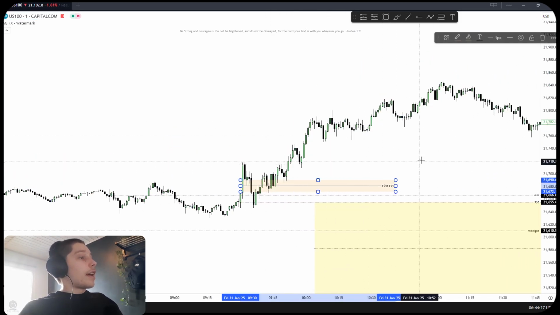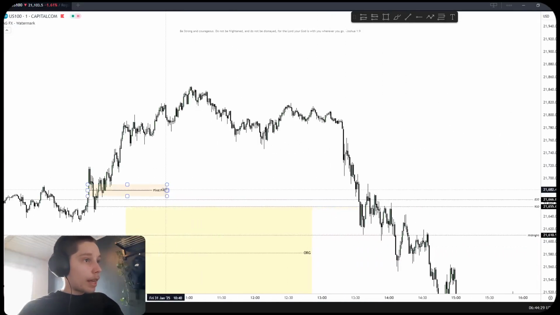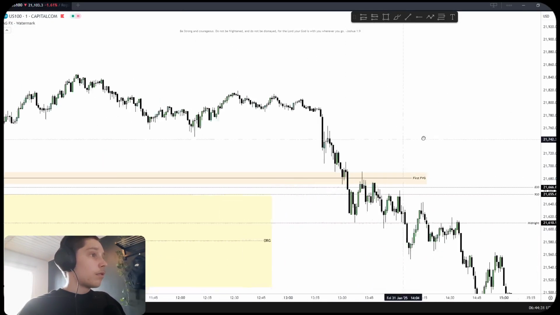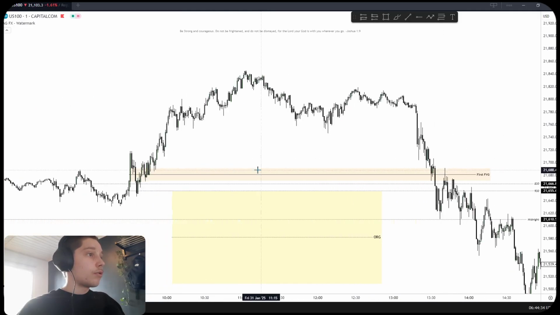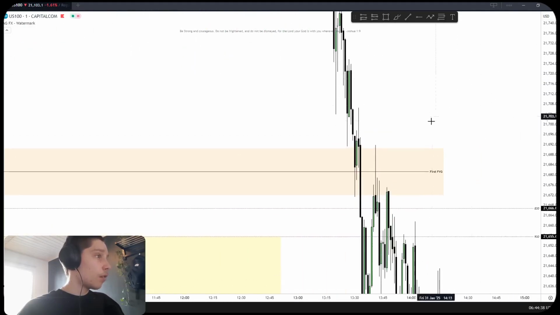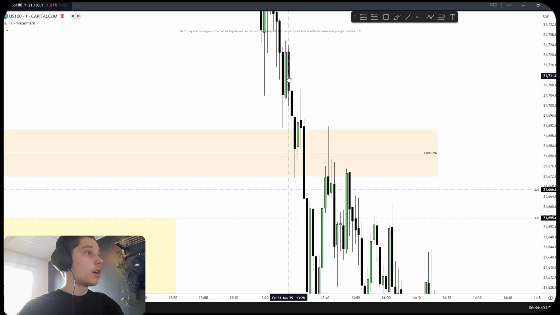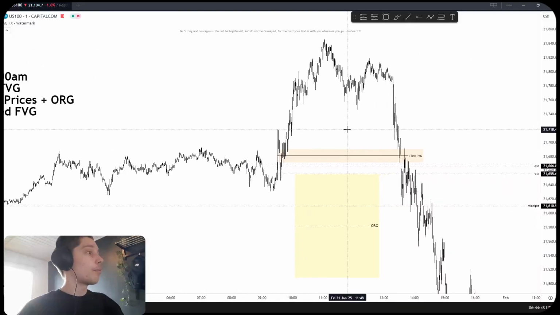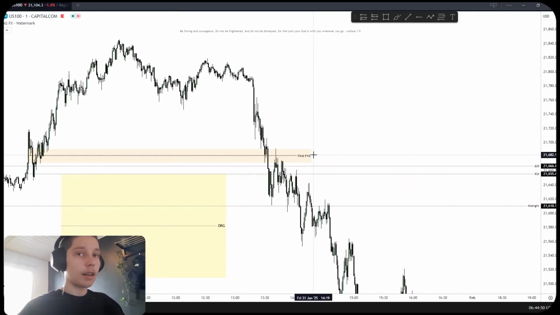But I like to mark that out because that is often a significant fair value gap that we use and refer back to. You can see how we trade in it here, but okay, we drop again, and look how we respect this gap again. We reject from it, break away from it, get back to it, reject from it, reject from it. This is a very important price point, and that's why I love the first fair value gap.